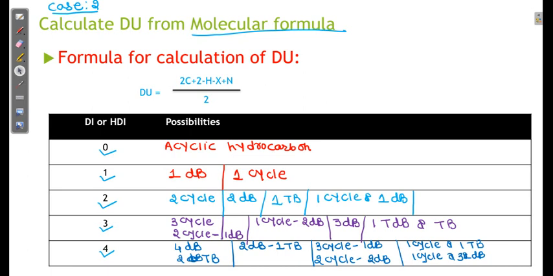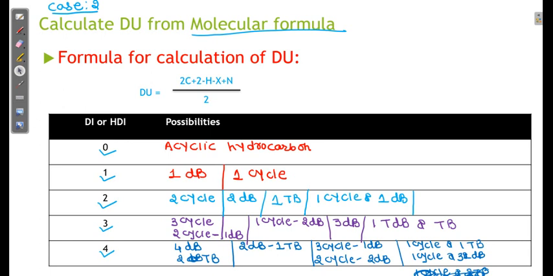Then we have 1 cycle and 2 triple bond. Okay, this is not possible, I think. So we come to the conclusion here only. So 1 cycle and 3 double bond is the final conclusion. So these are the possibilities. These are all possibilities, and there can be even more possibilities.